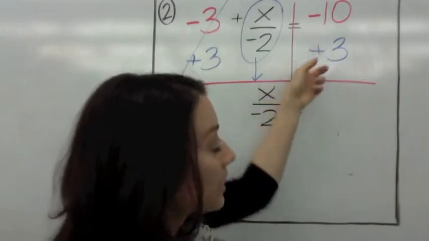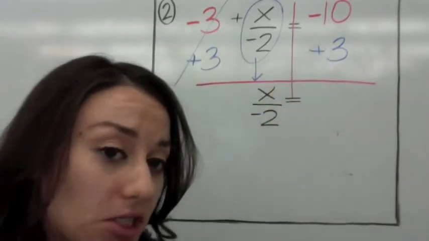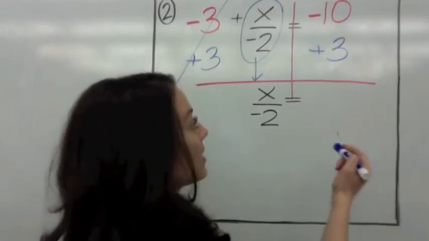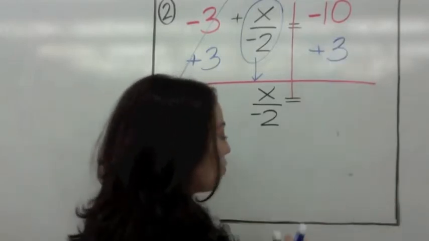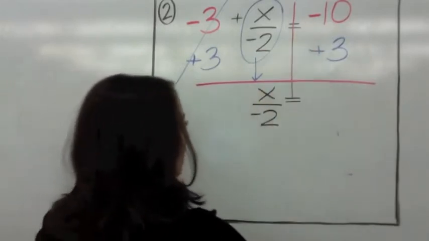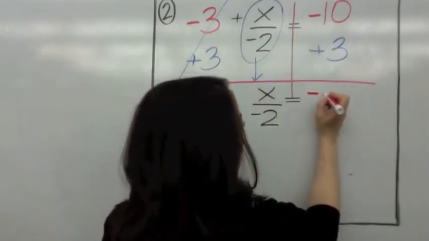All right, so we have a negative 10 and a positive 3. We're going to subtract. So count back from 10. We're going to say 10, 9, 8, 7. What is the sign going to be? What's the bigger number? It's negative 10. So this will be a negative 7.